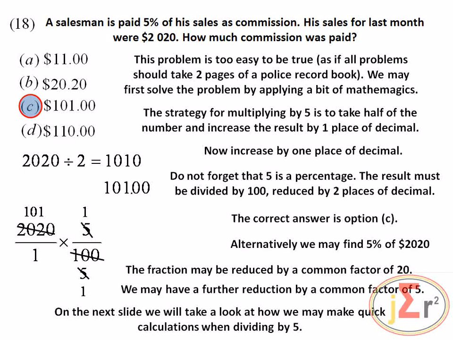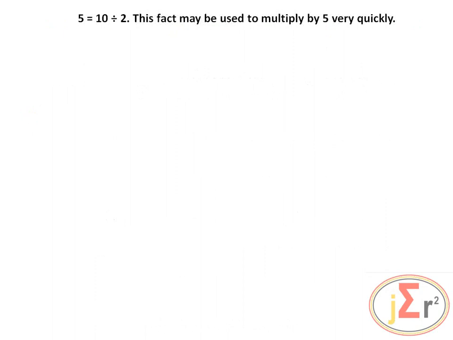We will be showing on the next slide how to make quick calculations when we intend to multiply by 5. 5 is equal to 10 divided by 2. This fact may be used to multiply by 5 very quickly. So 5 is 10 divided by 2, and that is the fact that we are using to multiply by 5 very quickly.